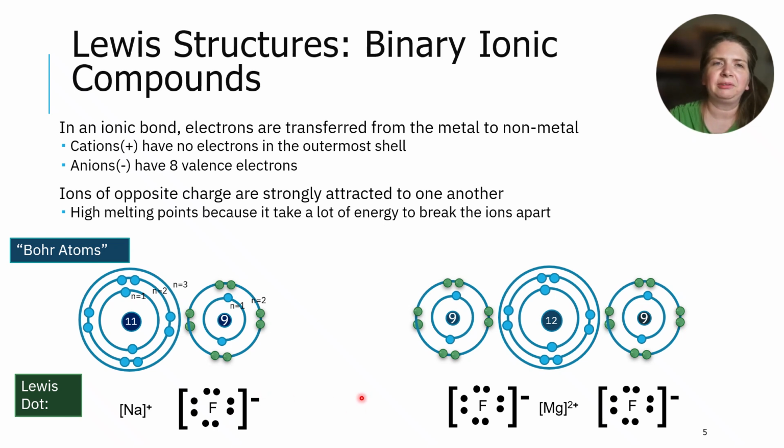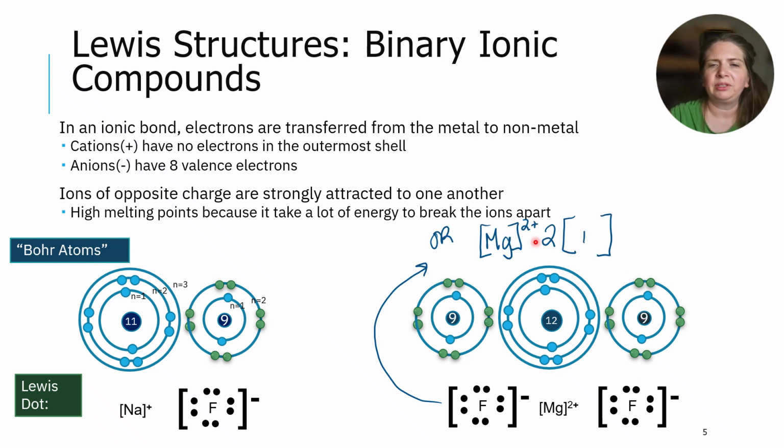Now consider magnesium fluoride. Magnesium has 2 valence electrons, so it had to lose both electrons to become a magnesium 2 plus ion. Each fluorine atom can only accept 1 electron, so 2 fluoride ions are needed to accept the 2 electrons lost by the magnesium. The Lewis dot structure for magnesium fluoride consists of 1 magnesium ion and 2 fluoride ions. The magnesium ion may be drawn between the 2 fluoride ions, or the 2 fluoride ions may be grouped together with the 2 coefficient written outside the brackets. Both representations communicate the same chemical formula.